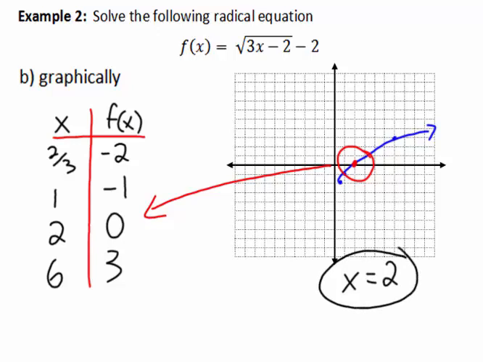Same solution, different method. The thing about graphing is that if it doesn't go through a nice clean point, algebraically will always give us a correct solution. But when it does go through a clean point, like this question, graphing is a much easier method. And we're going to look at more of this as we work our way through this in class.